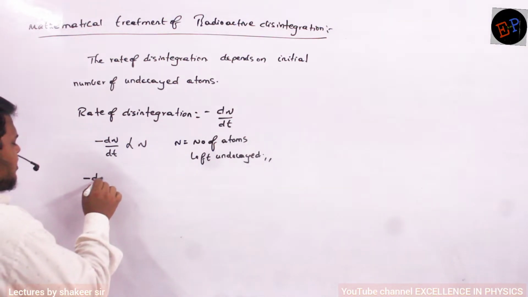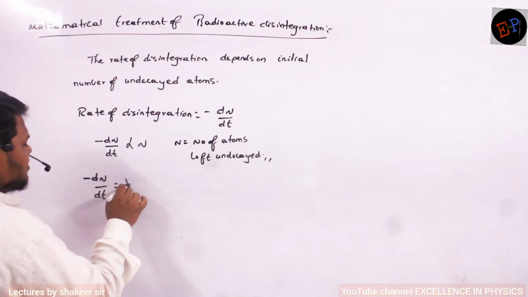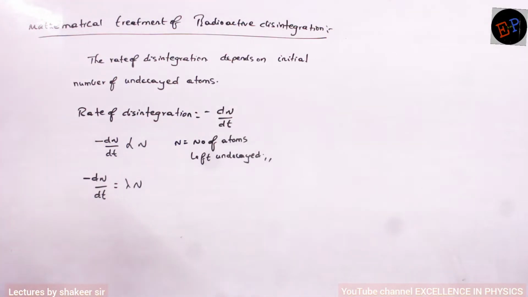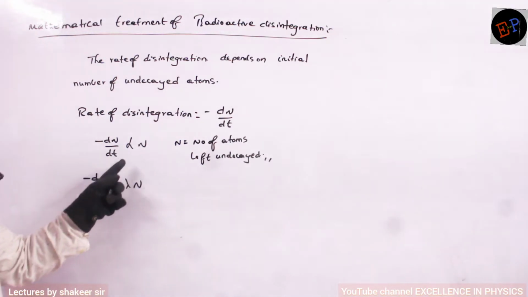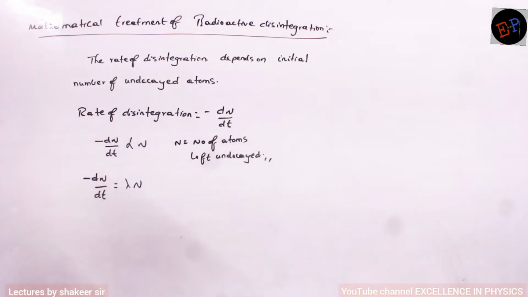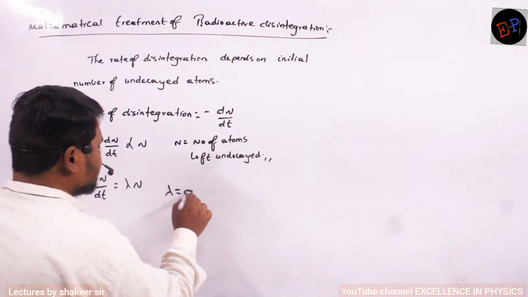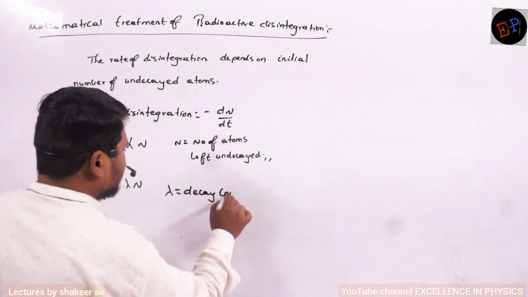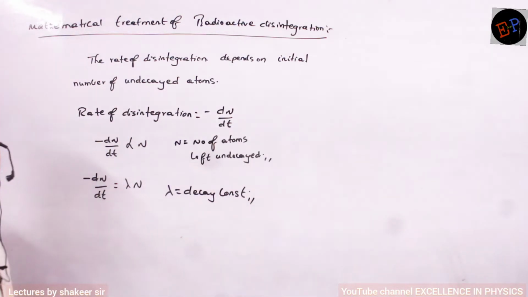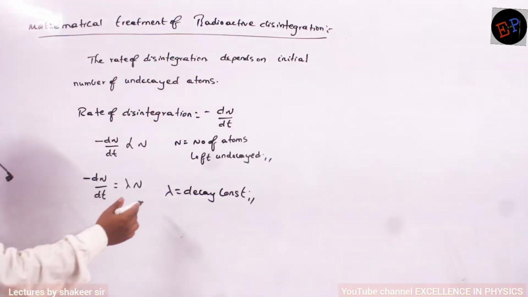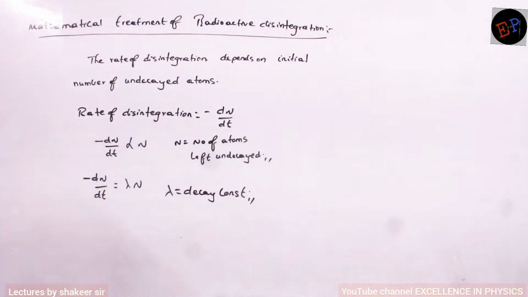So minus dN by dt can be written as lambda into n, where lambda is a constant. To remove a proportionality symbol, I have to write a constant. And this lambda is called the decay constant. This decay constant varies from material to material.